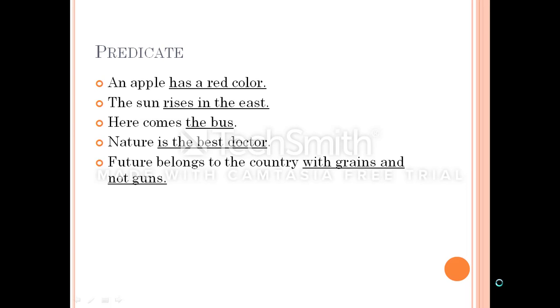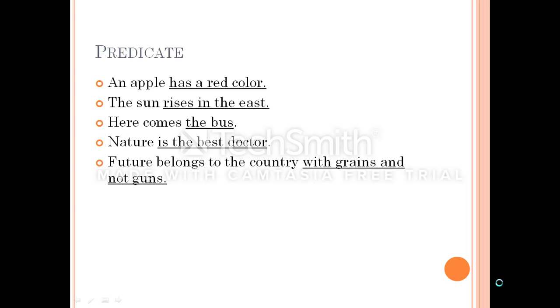Now let us see the predicate of the same sentences. So the first sentence is, an apple has a red color. So what information I'm giving here about an apple is that it has a red color. So here this information is the predicate. In the second sentence, I'm talking about the sun. So naturally it is the subject. But what important information I'm giving about the sun is that it rises in the east. So it is a predicate.